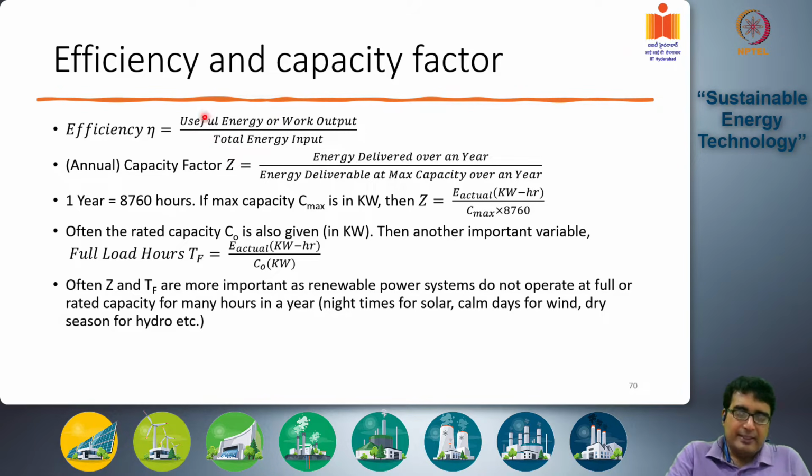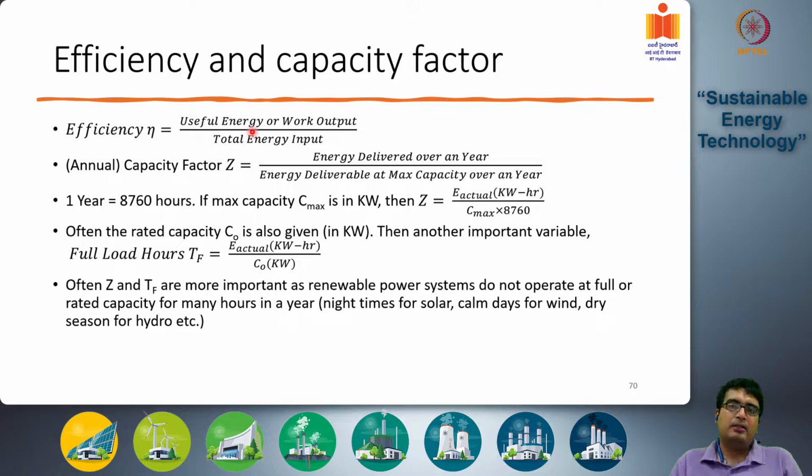One parameter that is very common everywhere in all energy conversion systems and devices is the quantity called efficiency, eta. This is the useful energy or the work output that you are getting out of your system divided by the total energy input into your system. So for example, if you have a power plant, say a natural gas power plant, it will be the chemical energy content of natural gas that is being fed to the system.